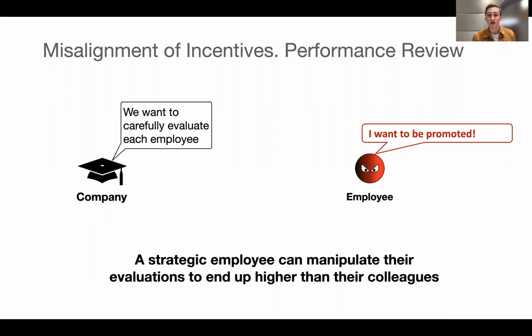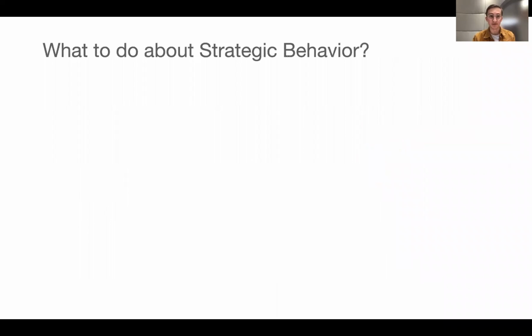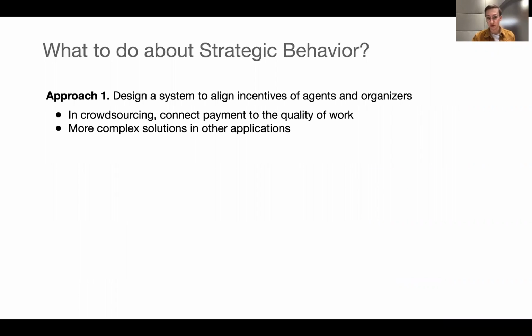So what can we do about this? How do we avoid strategic behavior? The most popular and reasonable approach is to design a system such that incentives of performers and employees and reviewers are aligned with the incentives and goals of organizers. To give you an example, in crowdsourcing, we can connect the payment of a performer to the quality of work done by the performer. So we can use some golden set questions, the questions for which we know the correct answers, and we can see how well the performer performs on these questions and connect their payment to the quality of the performer.